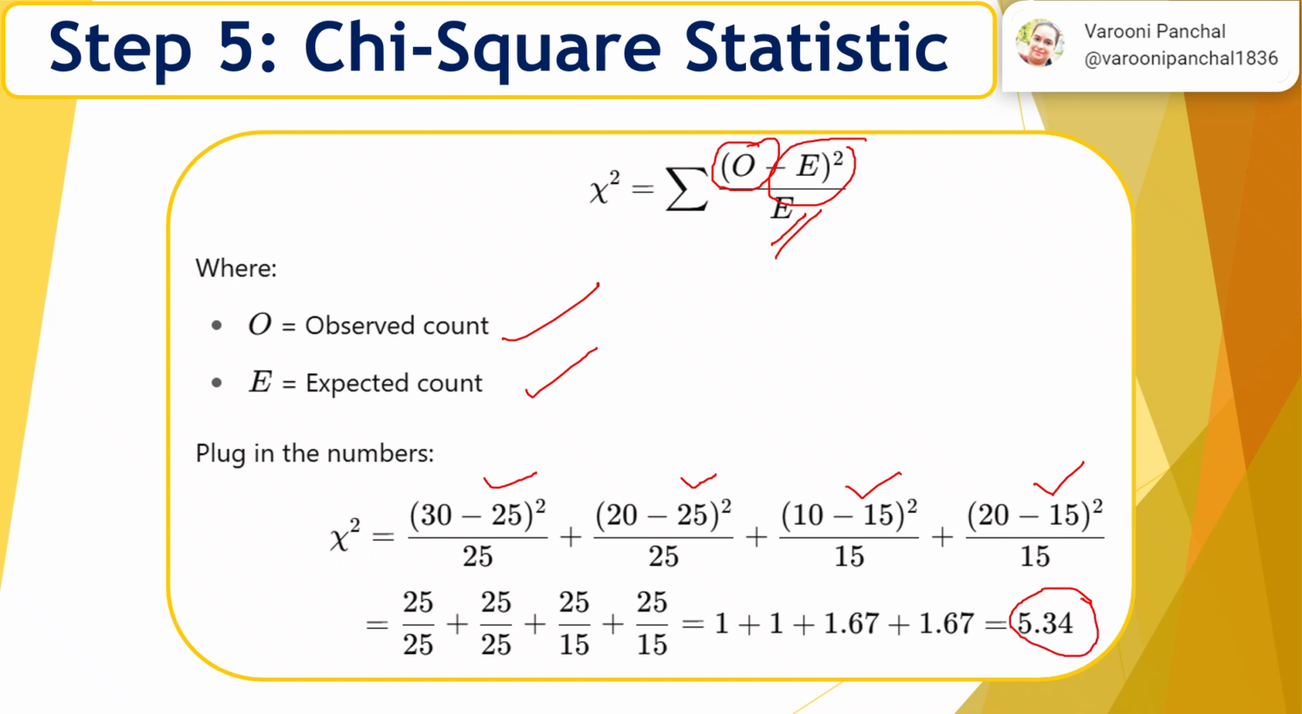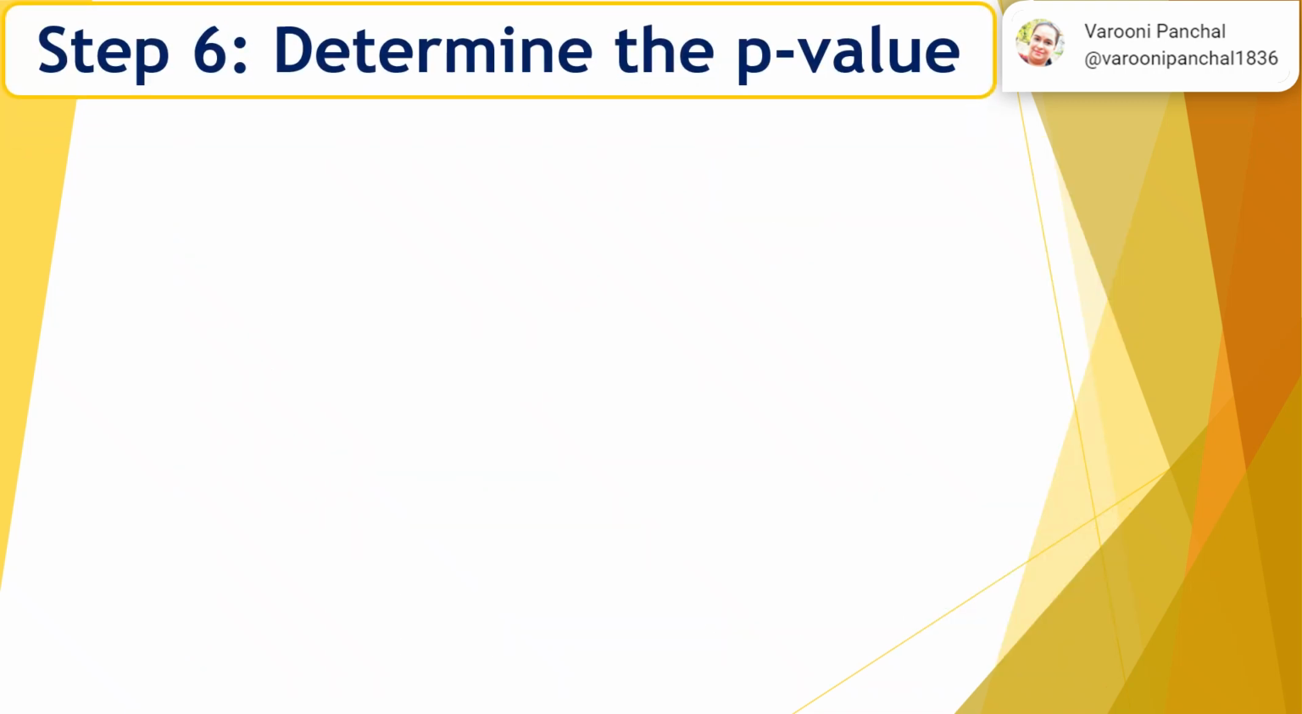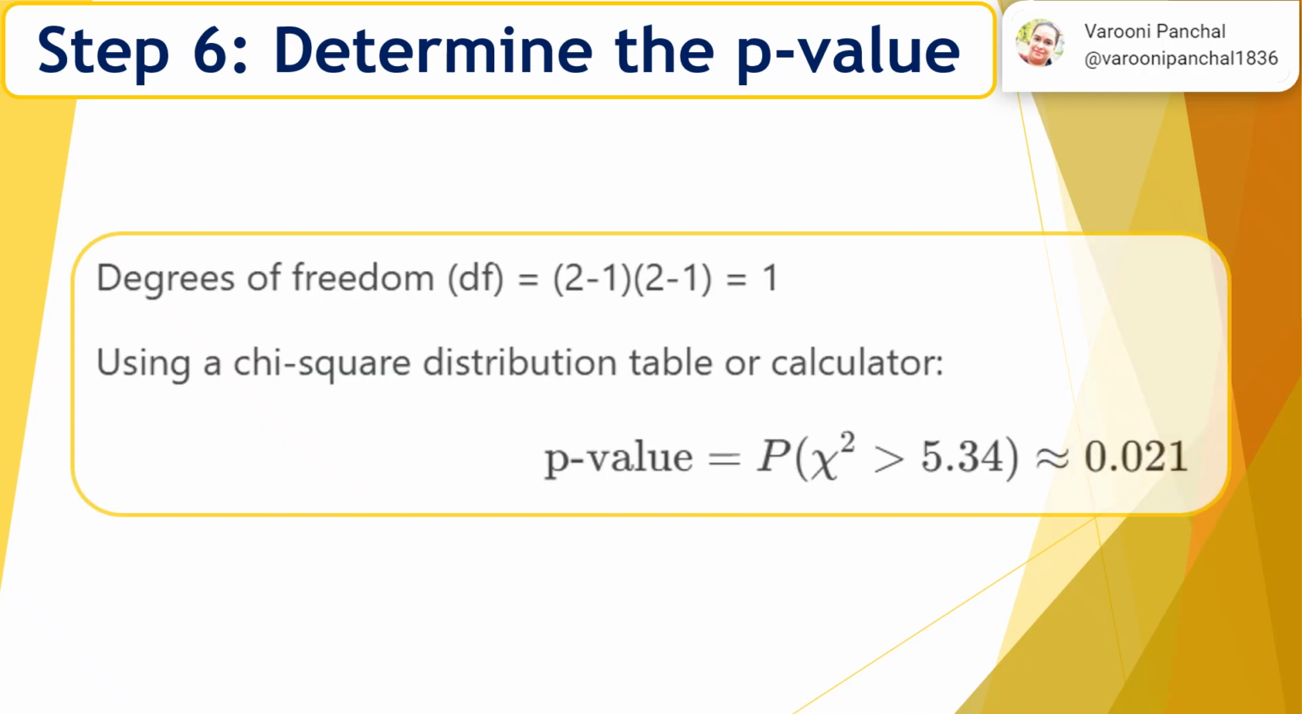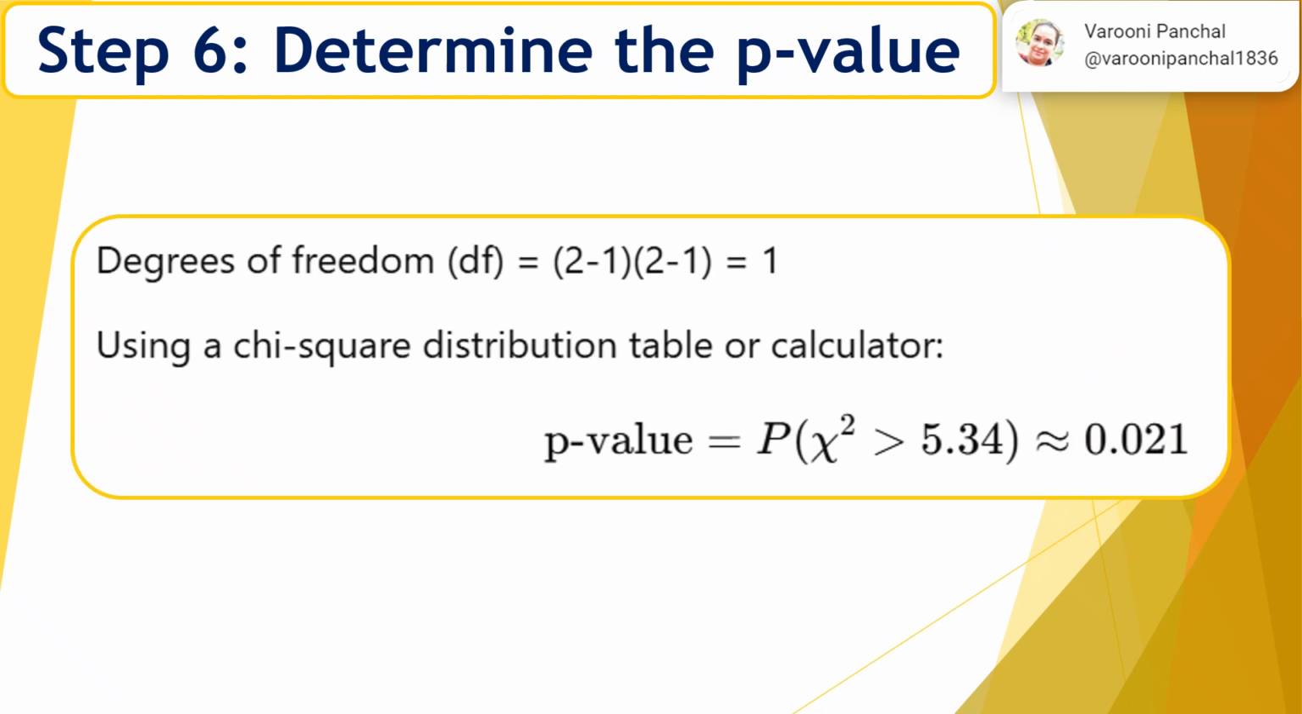Now this 5.34 is nothing but the value of this chi-square statistic. Step 6, determine the p-value. Whenever we consider the degrees of freedom, for example, I have two treatments, the treatment group and the placebo. So I have two parameters, and two parameters minus 1 gives my degrees of freedom.